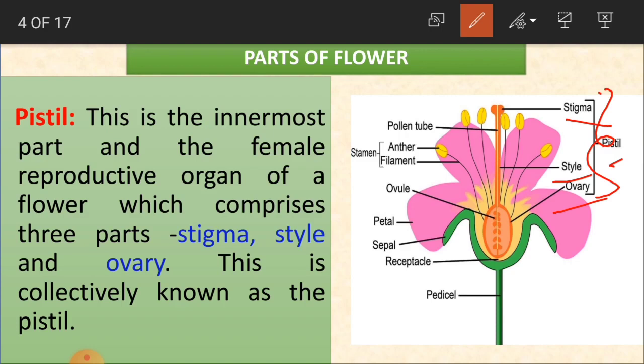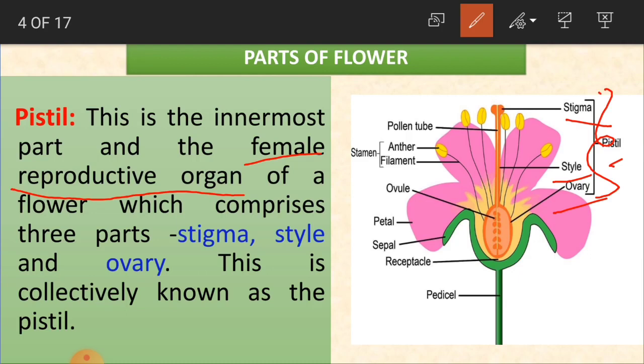Clear, children? And what is the main work of this pistil? This is the female reproductive organ, which helps in producing plants. As human beings produce human beings, animals produce animals, same like that, plants also produce plants. We get more plants from one plant through the help of seeds. Yes or no? So this pistil is the female reproductive organ of a flower.